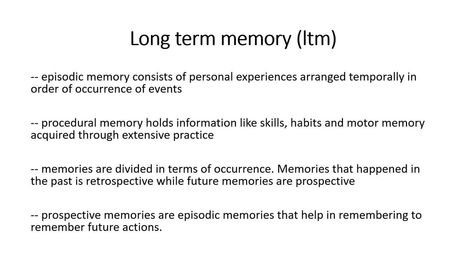Episodic memory, on the other hand, consists of personal experiences arranged temporally in order of occurrences. So, episodic memory holds information in terms of time, when something happened. So, you went to a birthday party. The whole event is arranged in time, as in when you entered, what you did after that till the completion of the party itself. There are several events which happened and they are arranged in time, and this is episodic memory.